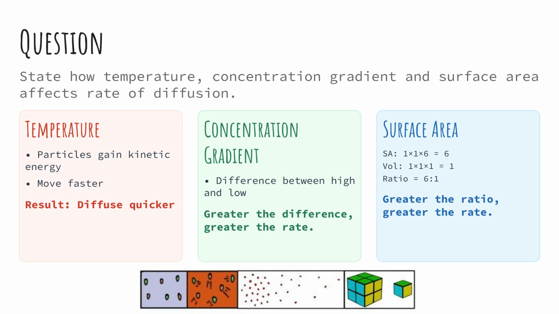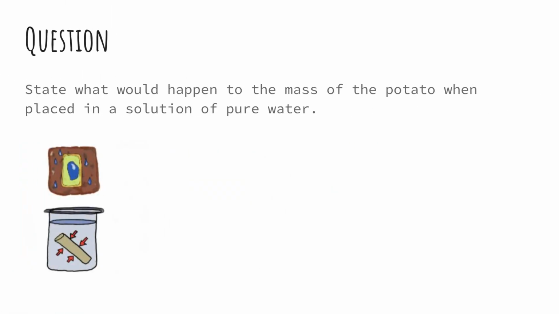The rate of diffusion is influenced by 3 key factors. Higher temperatures increase particle kinetic energy, leading to faster movement. A larger concentration gradient speeds up the net movement, and a greater surface area provides more space for particles to pass through. When a potato is placed in pure water, osmosis occurs.